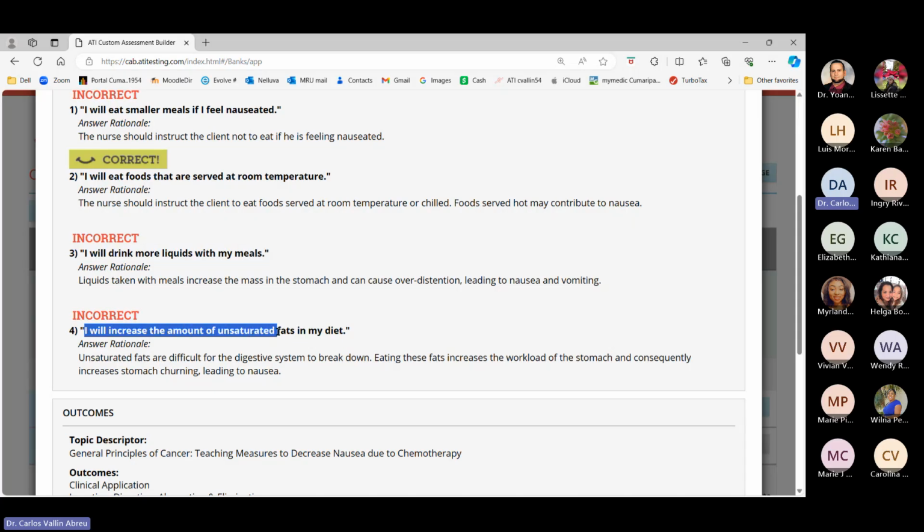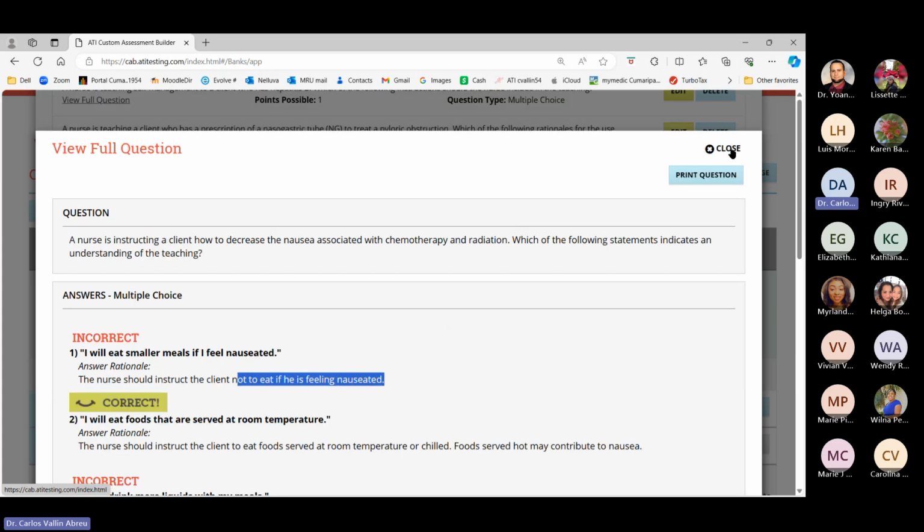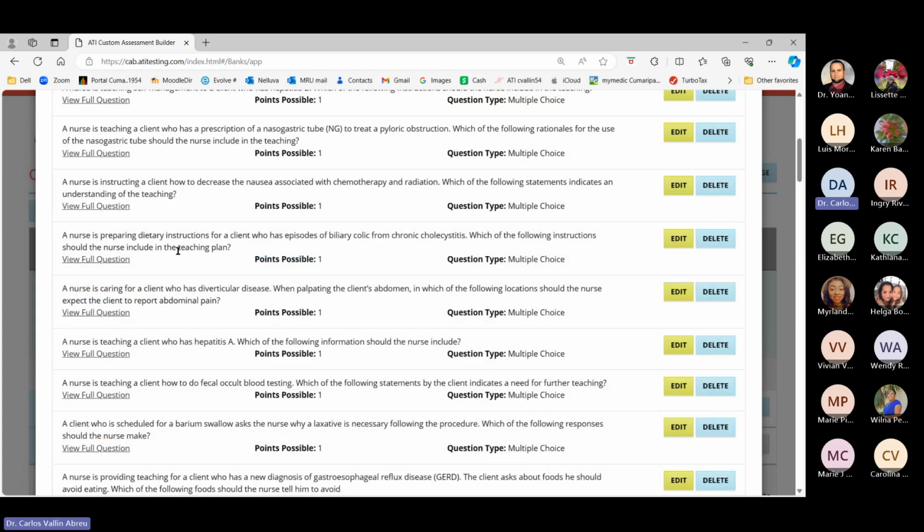I will increase the amount of unsaturated fat. No, fats are digested very slowly and produce nausea. And obviously, if the client has nausea, the best thing is to rest and not eat until the nausea disappears with the medication. It's not a very good question, but yes, it's the best answer.